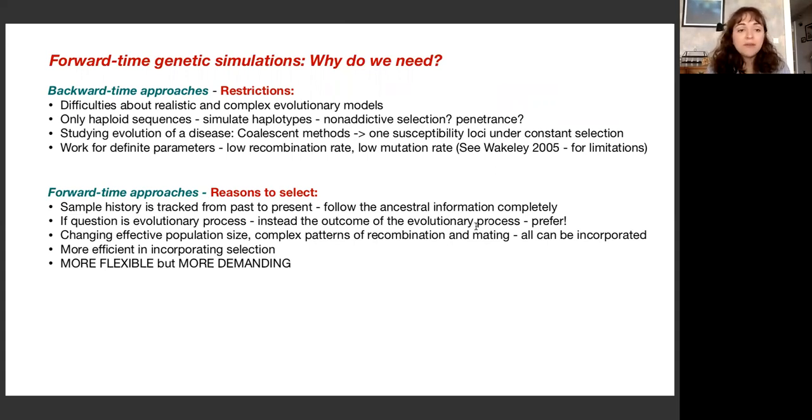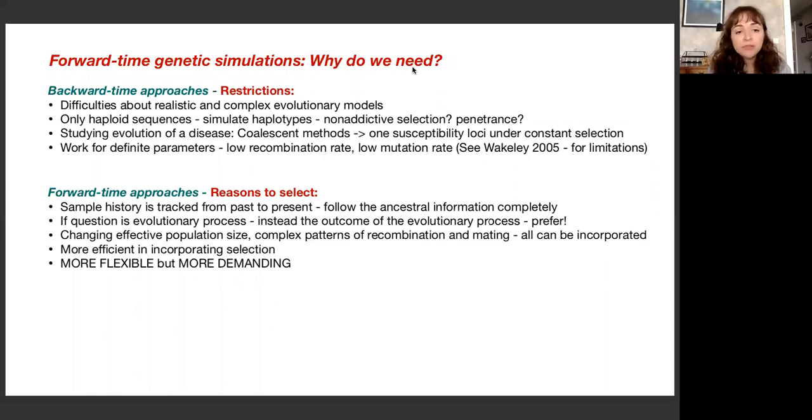And if you would like to study the evolution of a disease with a coalescent-based method, a backward time method, so coalescent means backward, so backward time approaches are the coalescent-based approaches, you can just study one locus under constant selection. Also, you work with definite parameters like low recombination rate and low mutation rate.